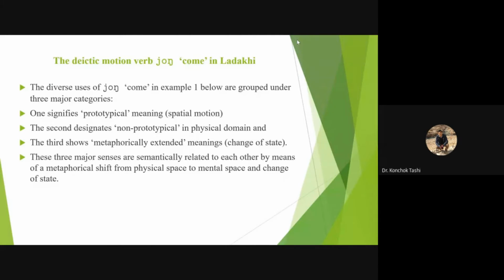Now, coming to the deictic motion verbs in the Ladakhi language, the diverse uses of the deictic motion verb yong in example 1 below are grouped under three major categories. The first shows the prototypical meaning in physical motion. The second shows the non-prototypical meaning in the physical domain. And the third shows metaphorically extended meanings in change of state. But all these three major senses are semantically related to each other by means of a metaphorical shift from physical space to mental space and change of state.